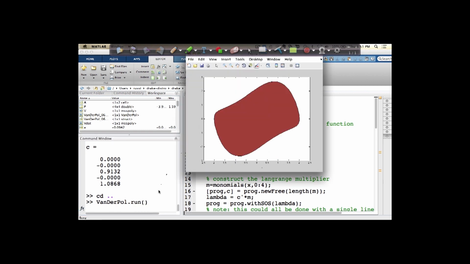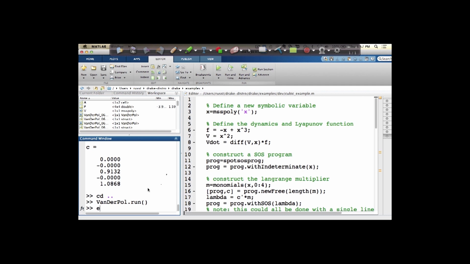Okay, so it turns out that you can even search for V. In the region of attraction case, I just tried to search for the Lagrange multipliers, but you can search for the coefficients of the Lyapunov function and the Lagrange multipliers at the same time. Okay, and we've packaged it all up for you.